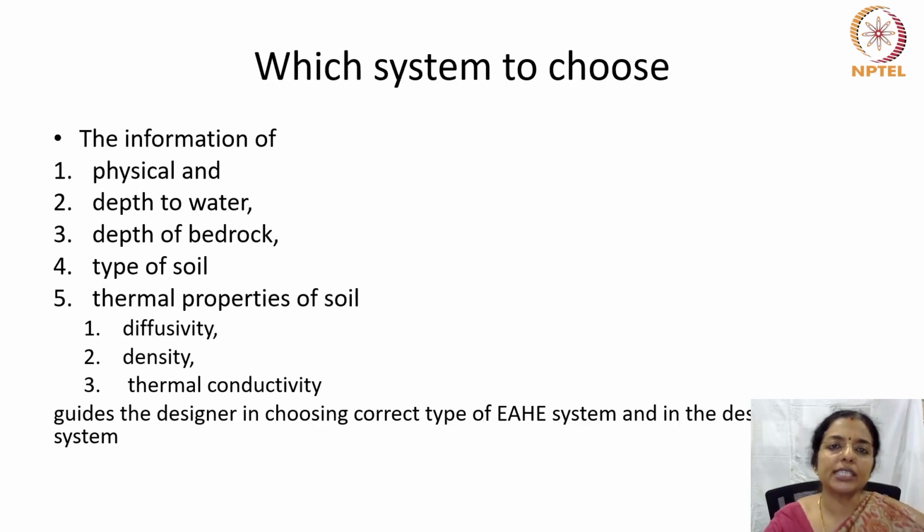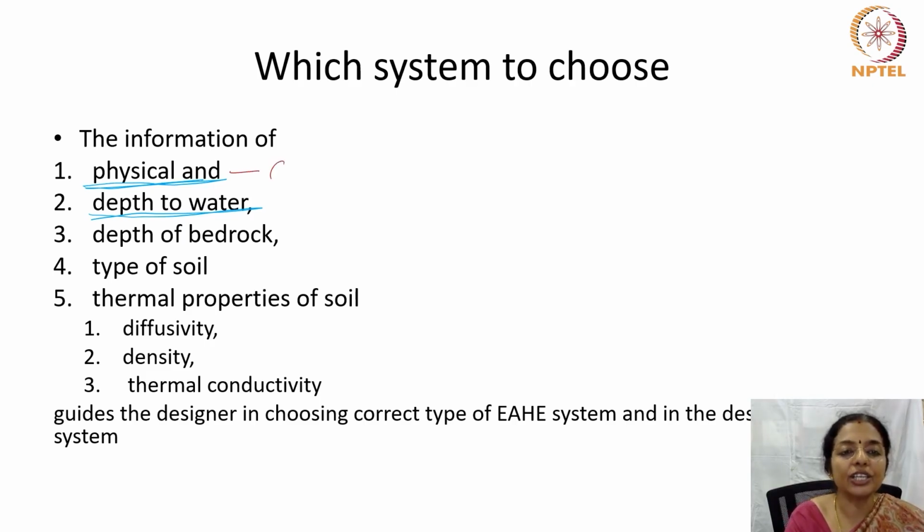Now, which system should we use? On what basis will we determine whether we should use open loop, closed loop, what material, etc.? So we need information on the physical issues of the soil. We need to understand the depth of water. So physical issues means we need to understand whether the soil has a lot of organic matter, it has leaves, it has garbage, it was previously a garbage dump, or what was the condition of the land there.